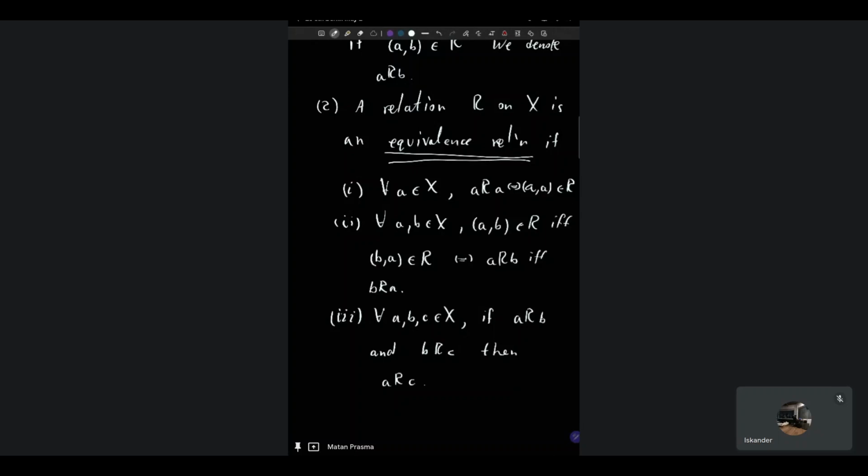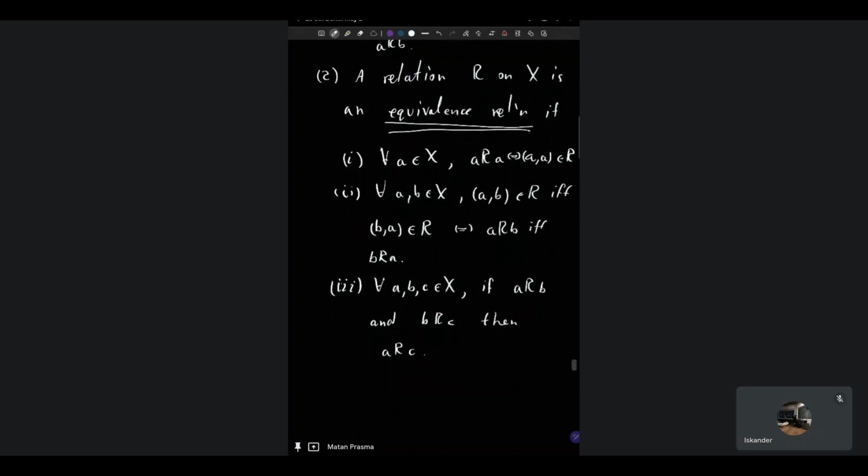And when a relation is an equivalence relation, we denote A tilde B whenever A is in relation to B, which is again the same as saying A comma B belongs to the relation.